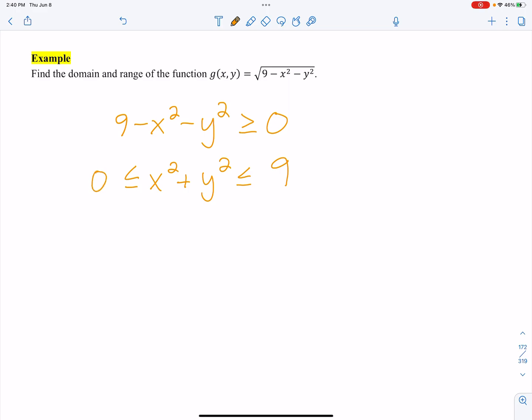So now I just write my domain. All domain, so it'll be all x, y such that x squared plus y squared is less than or equal to 9. We really don't need the 0 because it can be whatever. We're not going to get a negative out of that because they're squares. So that's the domain. Now the range, I have to think about, okay, I'm caught between 0 and 9.